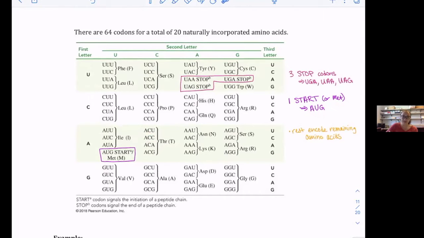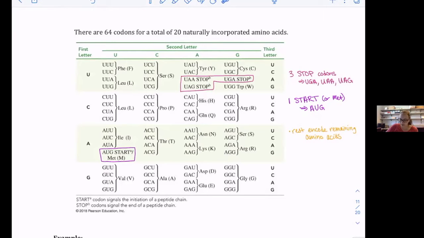So this chart just tells you, that's how you read it. You look for the different ones. The first letter is going to be on this side. So all of the ones that start with U are in this top portion, all the way down. Your second letter, U, C, A, G. So this whole column is a U column, this whole column is a C column in the very center. And then lastly, the third letter is on this third side. So you get all of the different combinations there, and it codes for all of the different amino acids.